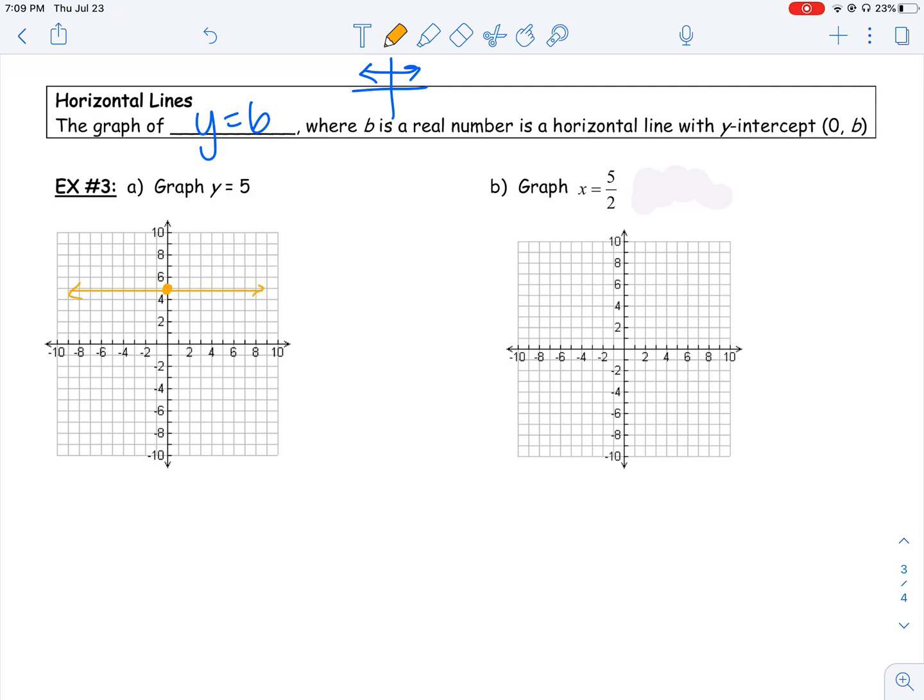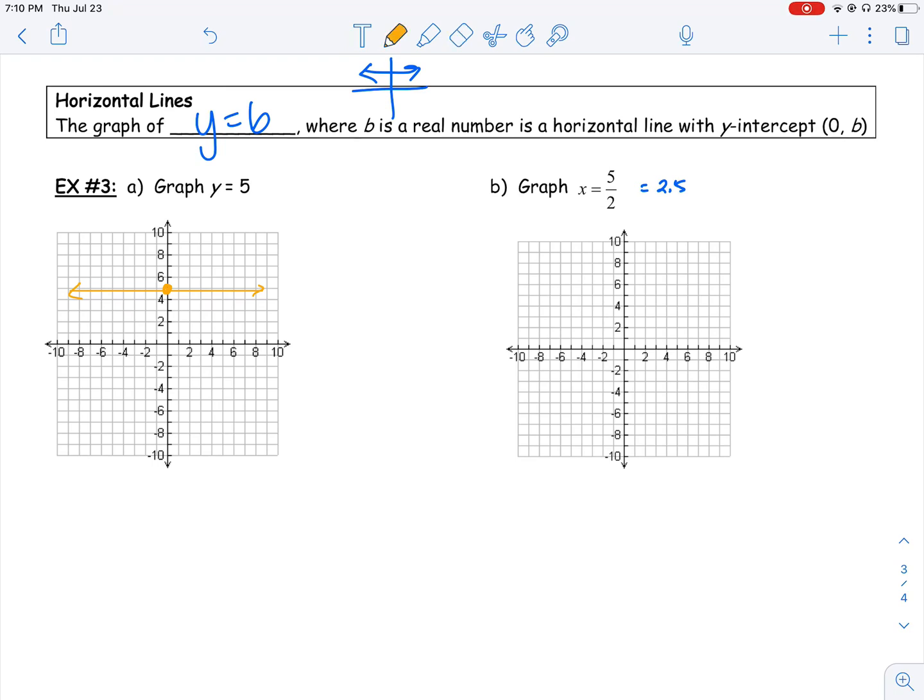Okay, so what about b? x equals 5 halves. This one's a little bit tricky because they gave us a fraction. So you might want to figure out and determine what 5 halves is as a decimal so that you can more appropriately estimate how to graph this. 2 goes into 5 twice with 1 left over, so we have 2.5. So this really says x equals 2.5.